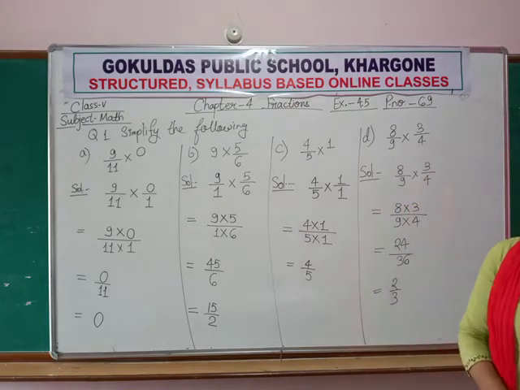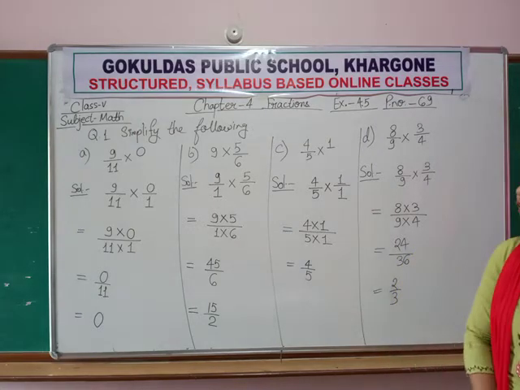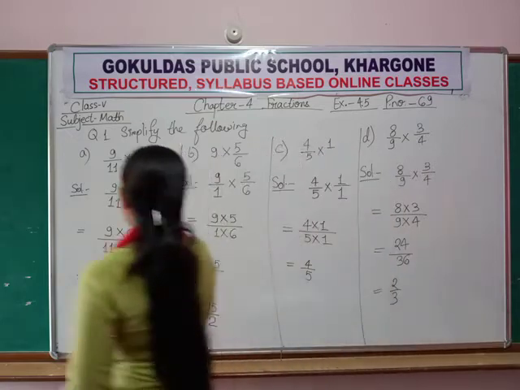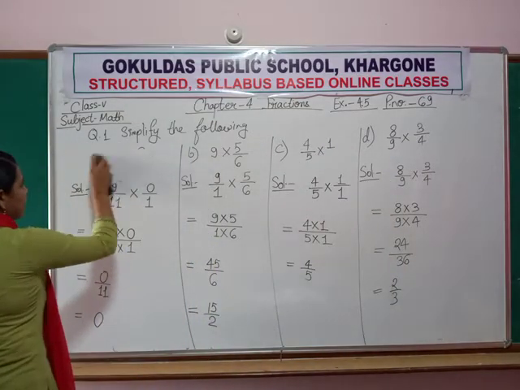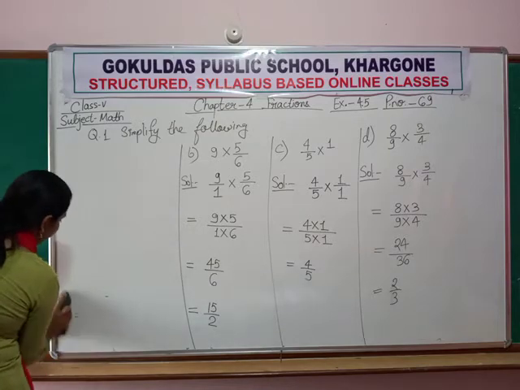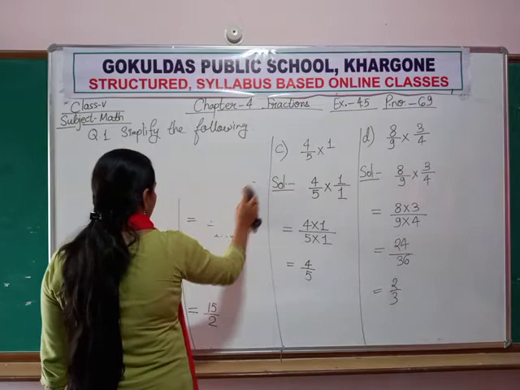I hope you understand now how to multiply two fractions. It is very easy. How do we multiply two fractions? Numerator will get multiplied with numerator and denominator will get multiplied with denominator.